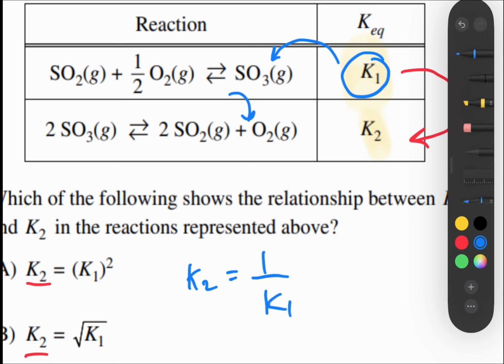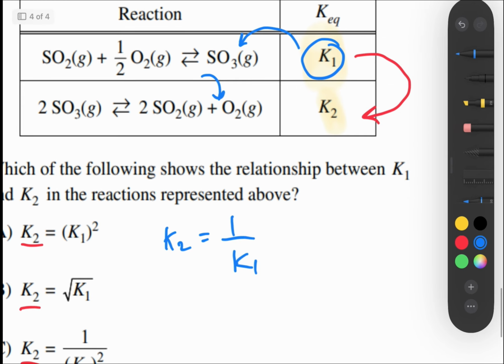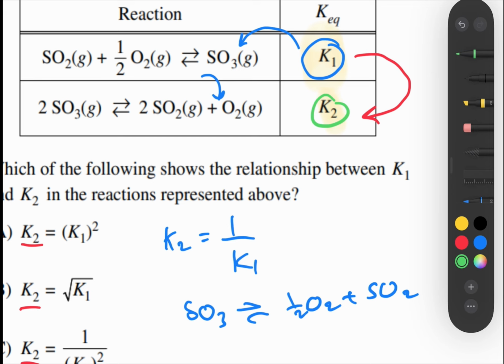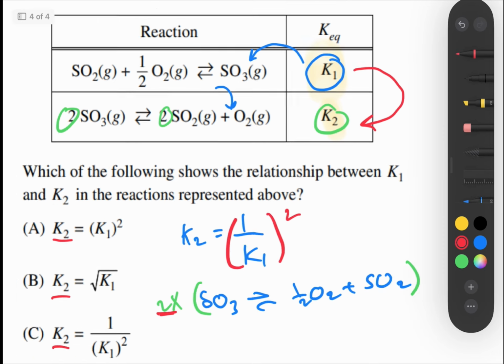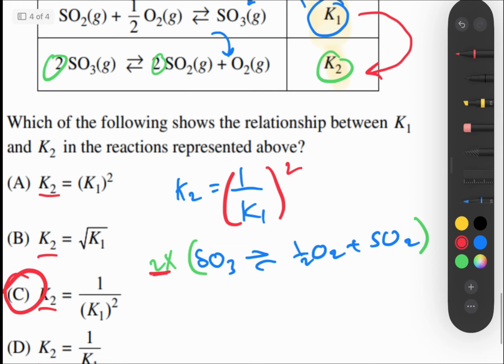Okay, but we didn't finish. If we just take the reciprocal, it's going to be SO3, and then we have half O2 plus SO2. But if you look at the value of K2, the coefficients of the species are 2 for SO3 and SO2, and 1 for oxygen, which means I have to multiply the whole equation by 2. And we said that the multiplication process represents the coefficient. The coefficient represents the power. So I have to raise this one here to the power 2. So which of these answers? We can see that the answer is C.